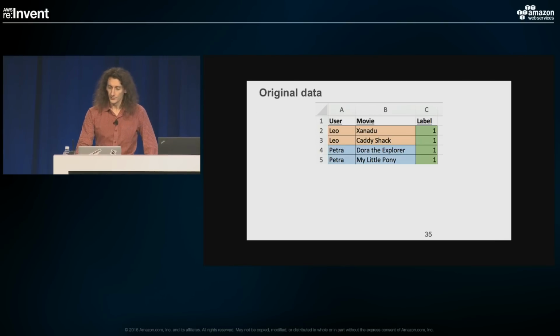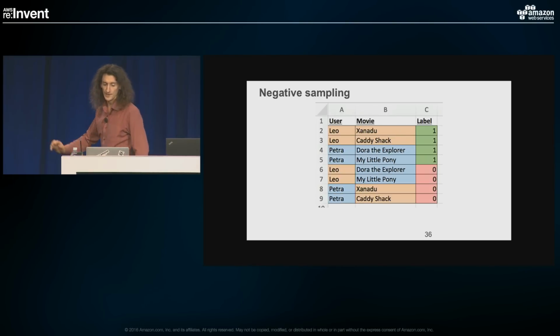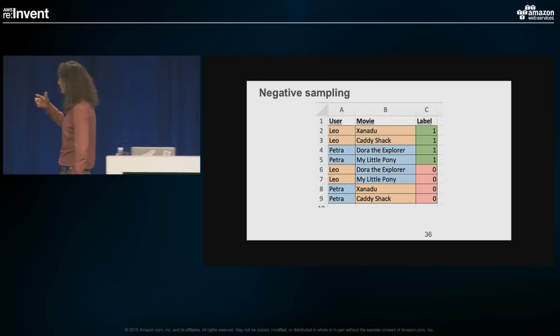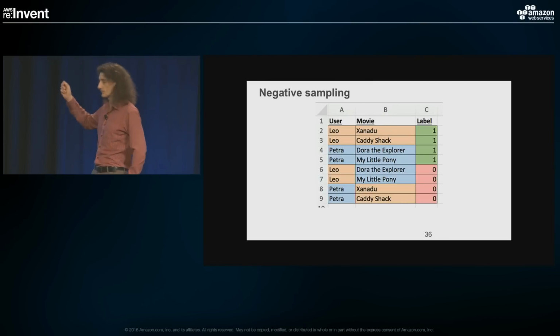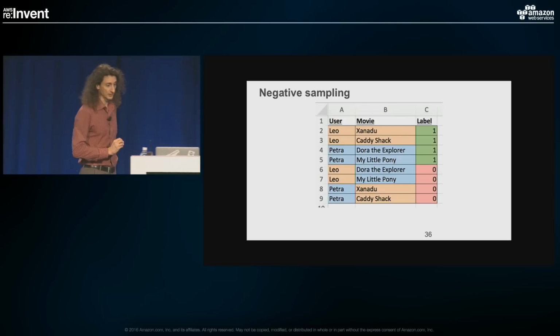So the way around this is a technique called negative sampling. What you do is you shuffle the data around so that we infer zeros in places where there were blanks on that matrix before.